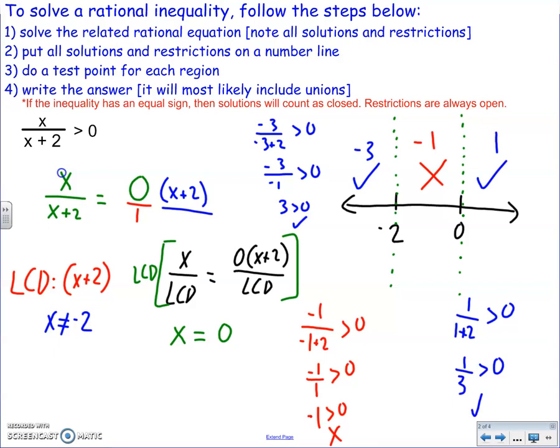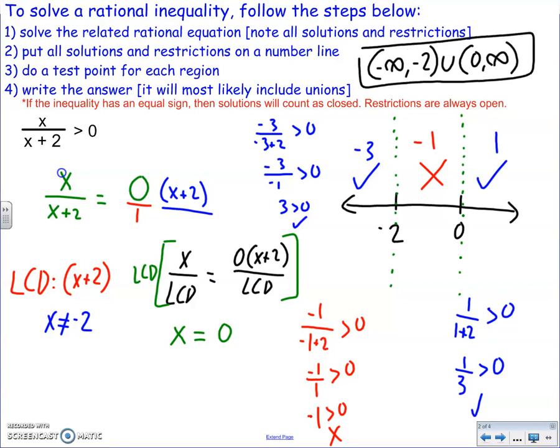Finally, write your answer. You're probably going to need union symbols. And also, just so you know, if the inequality has an equal sign, so this did not have an equal sign because it's just a greater than sign. But if it's closed, we need to count the solutions, but restrictions are always open. So our final answer, the left side of negative 2 is good. So we're going to say from negative infinity all the way to negative 2, open. Then or, so union, you skip the negative 2 to 0, but at 0 to infinity, that works too. So 0 to infinity. That is the answer here.